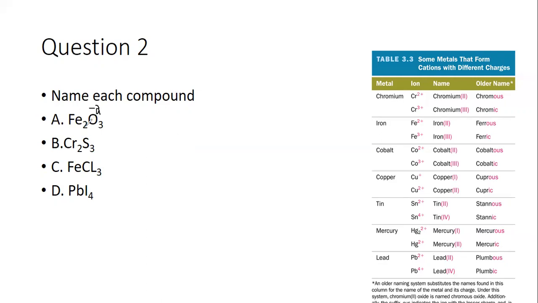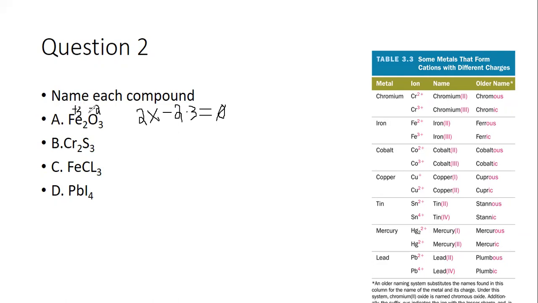So the math here is I have 2 irons, but I don't know their charges. So that's X minus the charge of oxygen, which is 2, and I have 3 of those. And in total, their charges have to be neutral because they're an ionic compound. So solve for X. 2 times X minus 6 equals 0. Well, X must be plus 3.